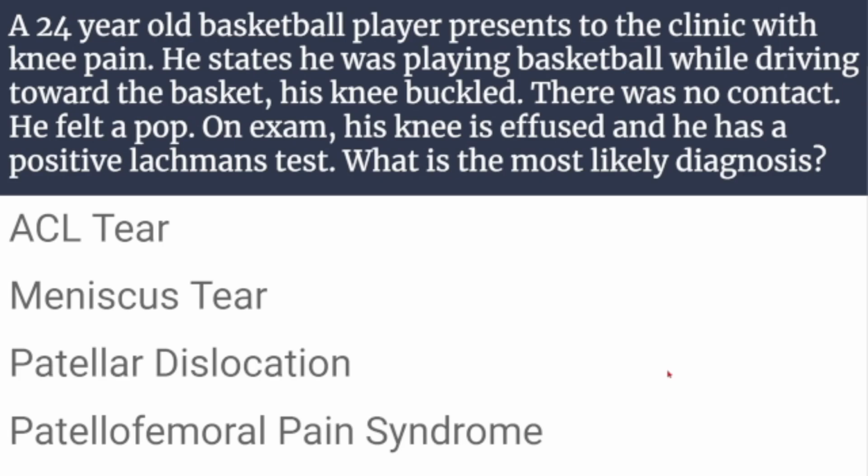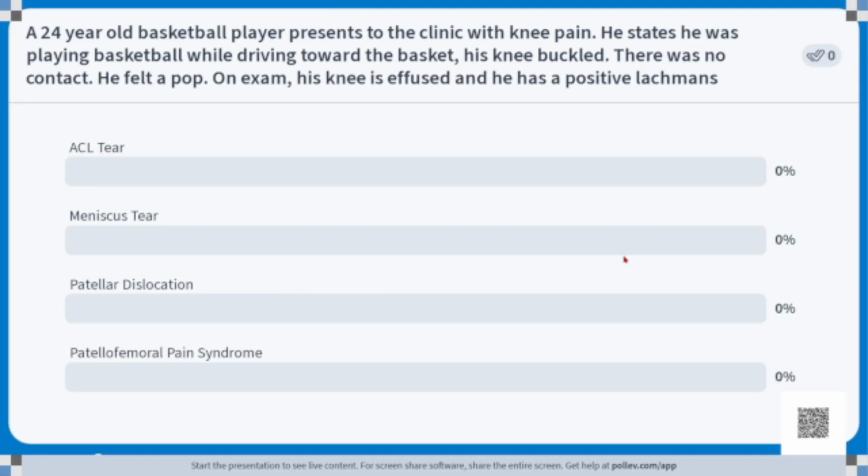Okay. A 24-year-old basketball player presents to the clinic with knee pain. He states he was playing basketball, driving toward the basket. His knee buckled. There was no contact, and he felt a pop. On exam, his knee is effused, and he has a positive Lachman's test. The most likely injury here is ACL.